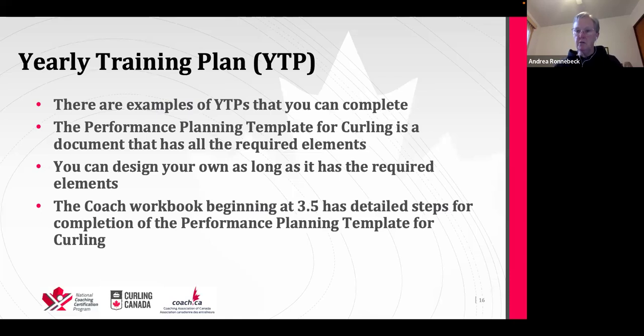And I've also filed the matrix for the yearly training plan. That's what we use to measure your yearly training plan. It's filed in the performance planning module, so you can have a look at that. And if the template that's provided does not work for you, design your own. You'll know what needs to be included. The coach workbook beginning at 3.5 has detailed steps for the completion of the performance planning template.